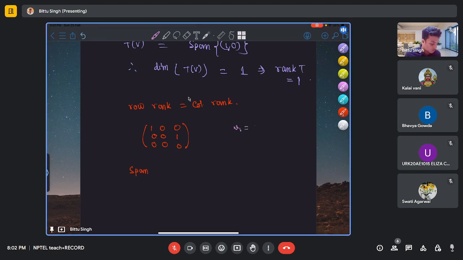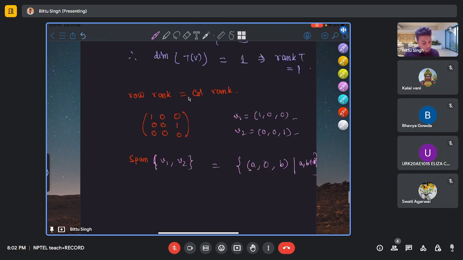Let us denote v1 as 1 0 0 and v2 as 0 0 1. What will be the span of v1, v2? An arbitrary element will look like: here it will be a, here it will be 0, and here it will be b. Right? a, b are any real numbers, from the linear combination of these.